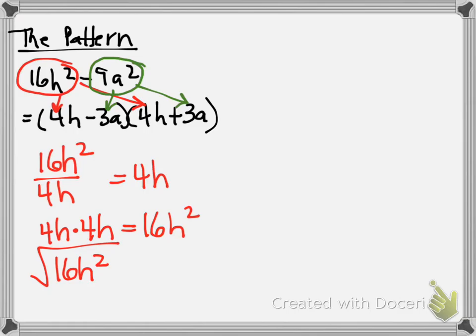So when I'm taking the square root of a monomial, we're taking the square root of the coefficient. Everybody should be writing this down. And we're taking the square root of the variable. What's the square root of 16? 4. What's the square root of h squared? Okay, what am I doing with the exponent when I'm taking a square root? I went from 2 to 1.